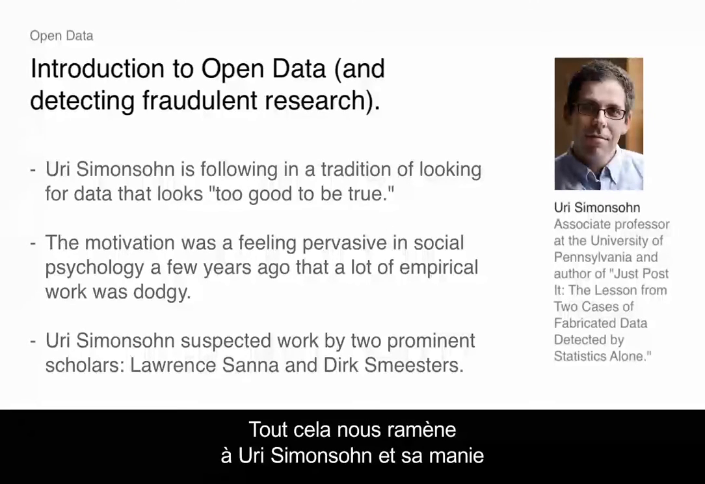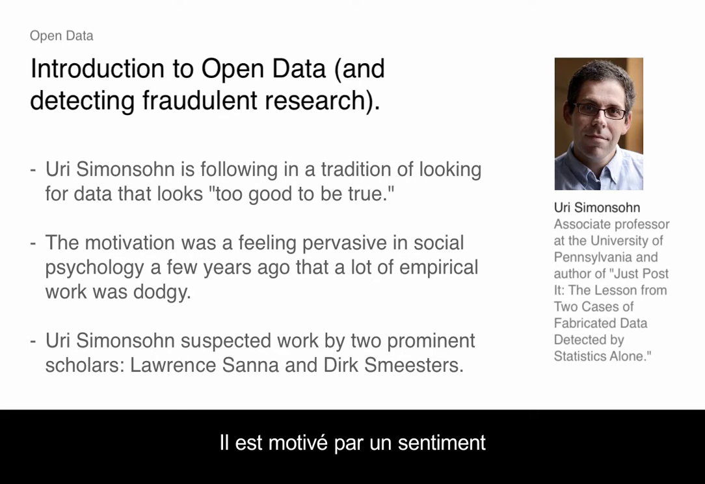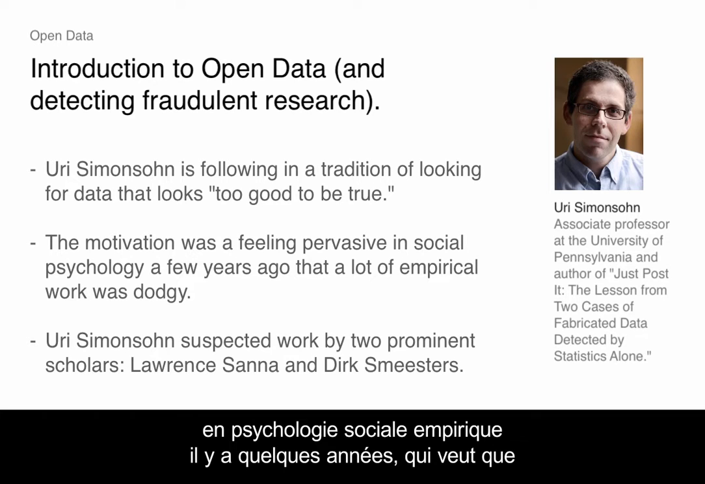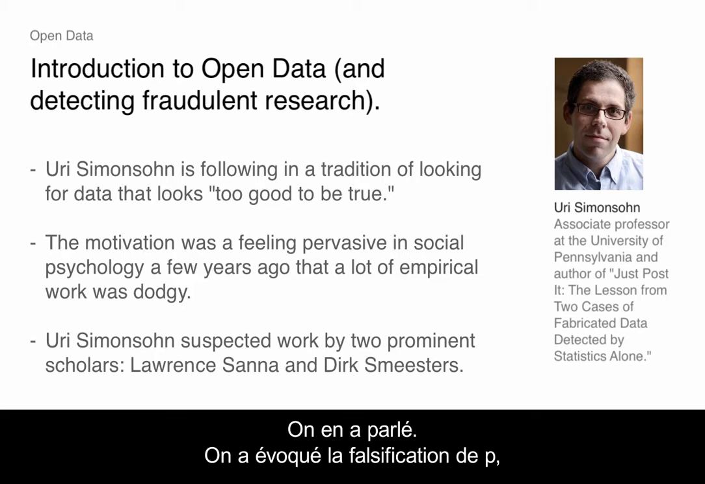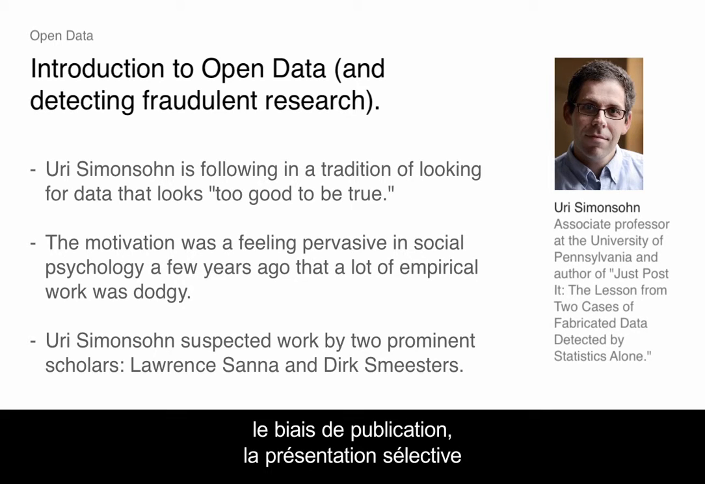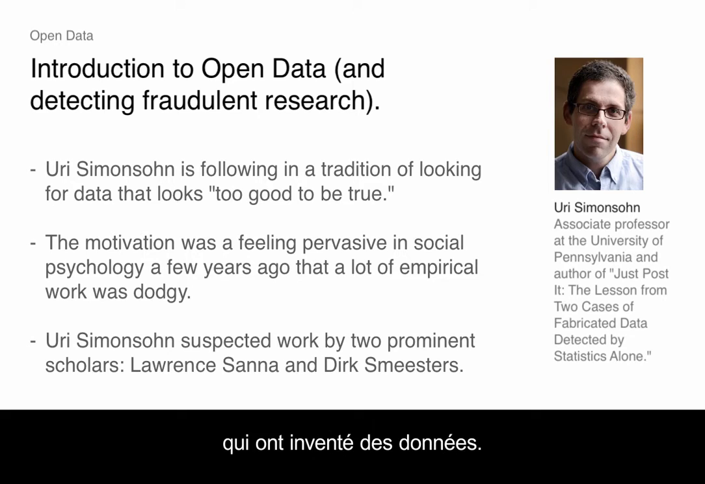Okay, so that brings us back to Uri Simonson and this tradition of looking for data that looks too good to be true. And the motivation is a feeling that was pervasive in empirical social psychology a few years ago that a lot of empirical work was dodgy. We've talked about p-hacking, publication bias, selective presentation of results, and dropping observations, and all those other things. But even beyond that, there were a subset of social psychologists literally just making up data.